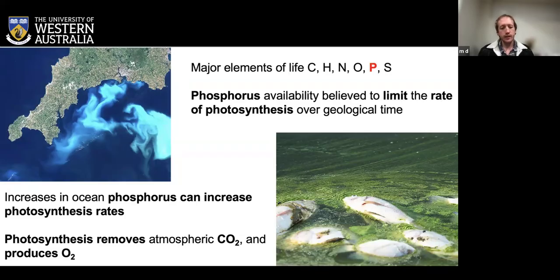And then the other thing is photosynthesis, as we all know, produces oxygen at the expense of CO2. So therefore, not only can phosphorus affect things like oxygen production via photosynthesis, it can also draw down atmospheric CO2 levels as well. So phosphorus plays a big role in regulating Earth's atmospheric O2 and CO2 concentrations, and in turn, the evolution of oxygen-dependent life forms and climate change over geological time.